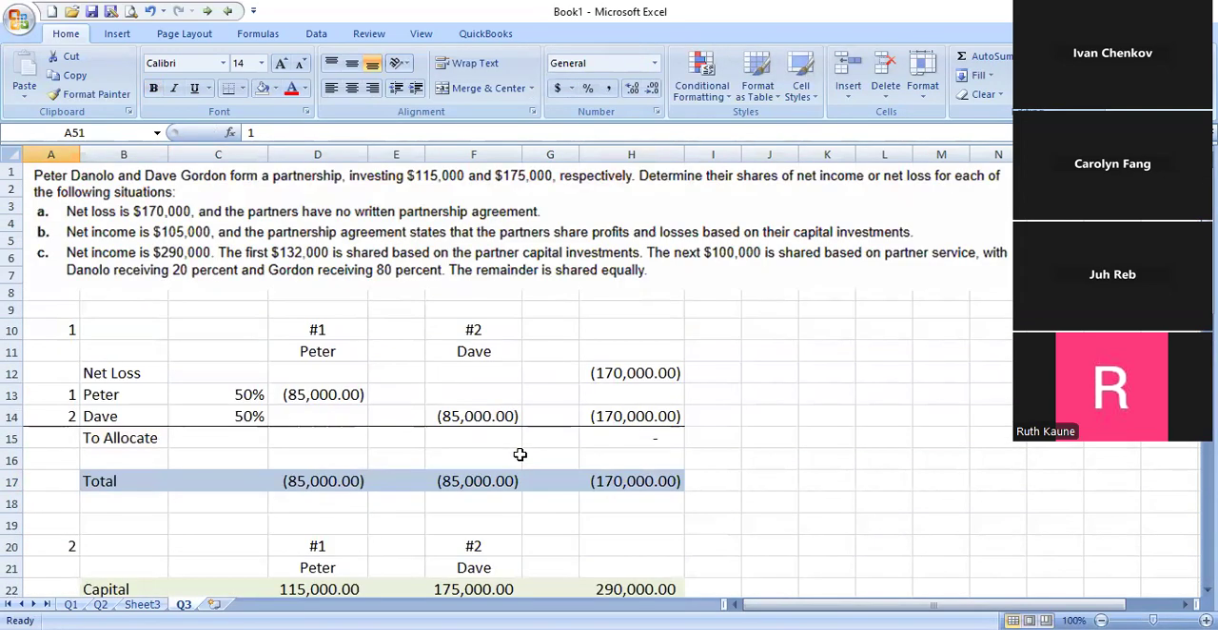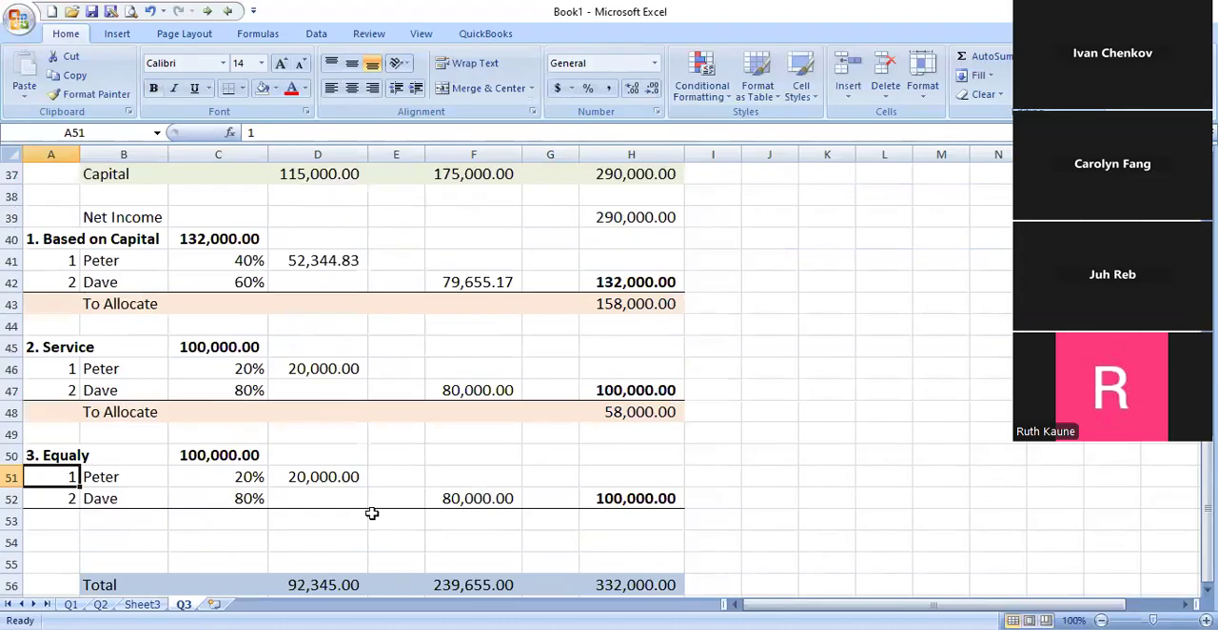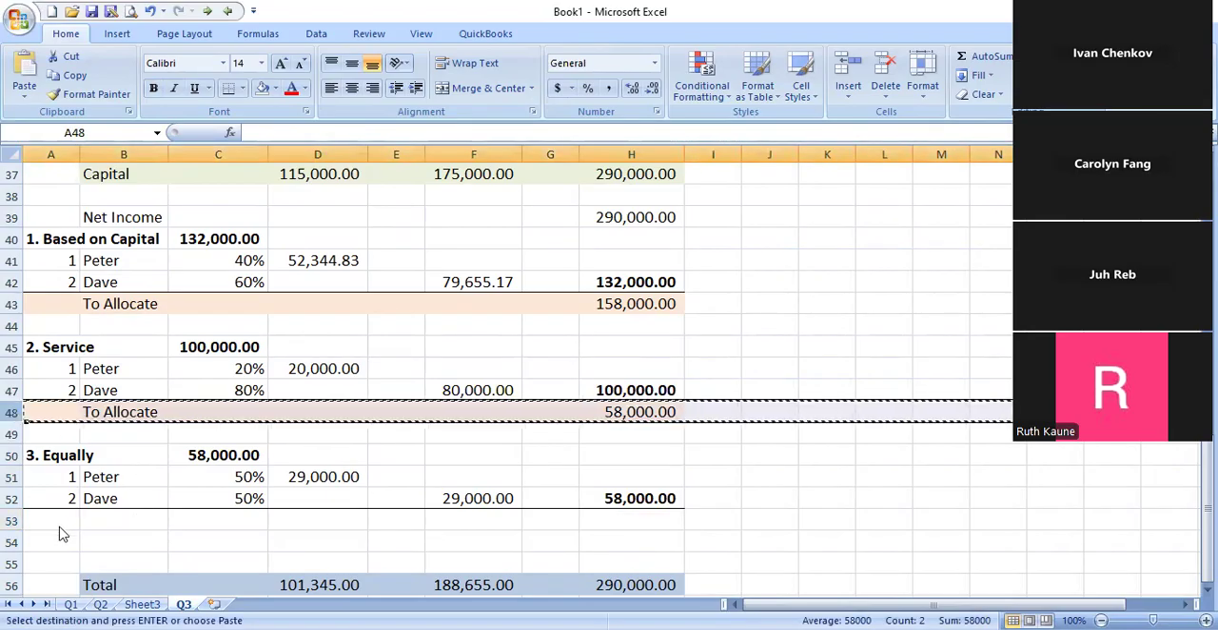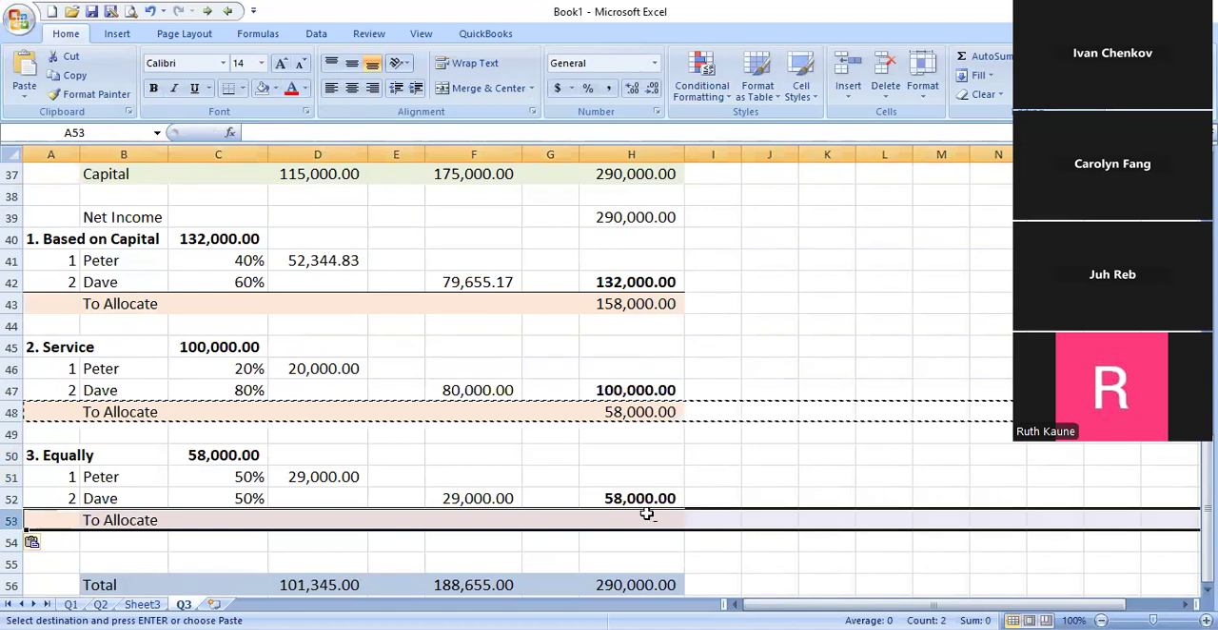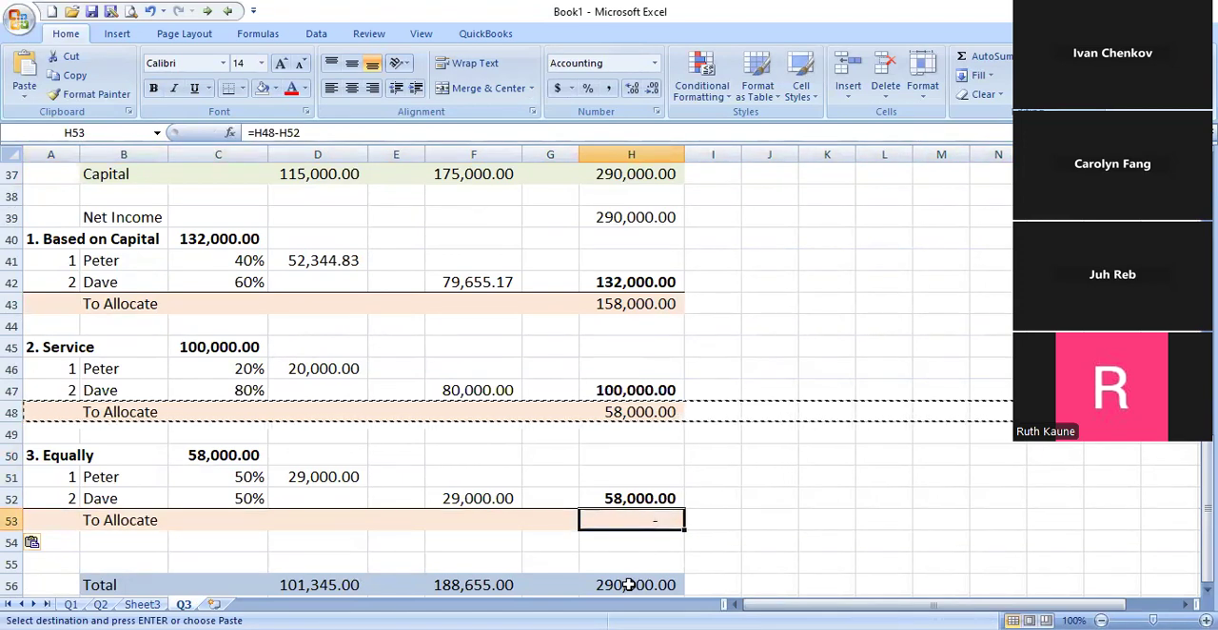And we're gonna share it equally with those two. That equally simply means 50-50, correct? Yes. Let's get 50% here and 50% here. So how much do we have to allocate? That will be whatever is left, 58,000. We're gonna allocate those 50. Is there anything left to allocate? We allocated everything, correct? Correct.